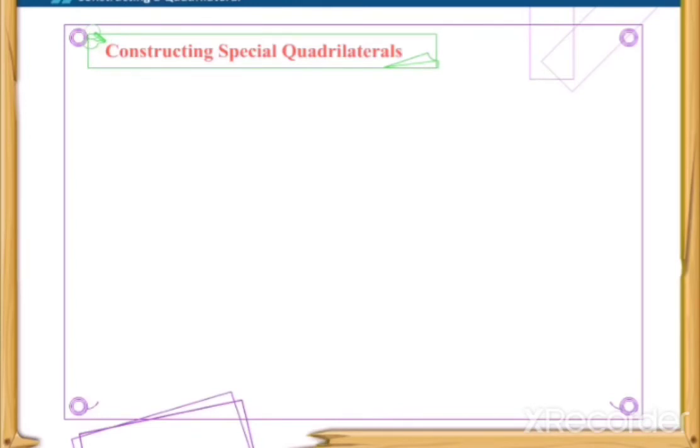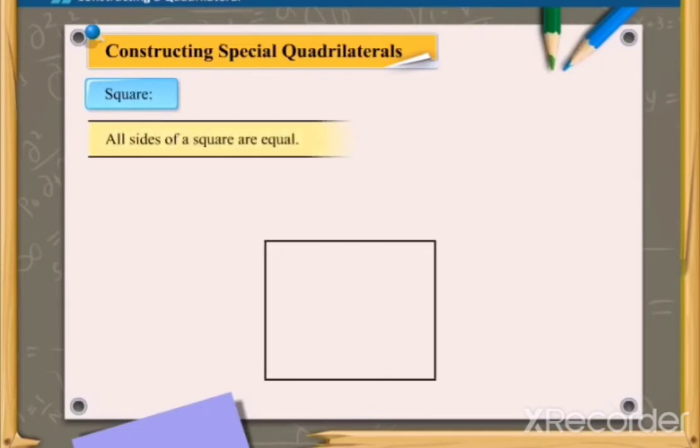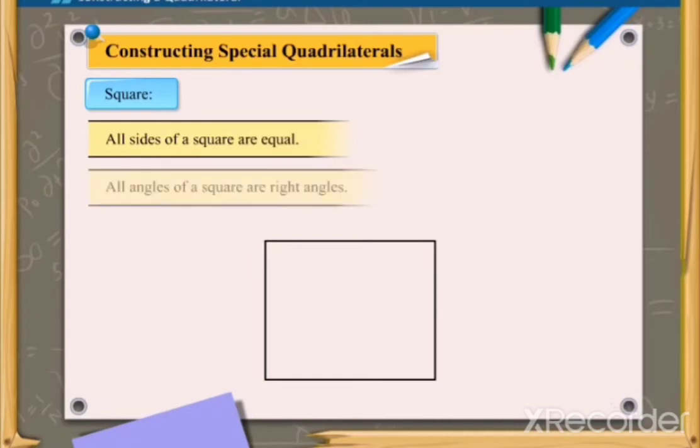There are some special quadrilaterals for which we can specify less than 5 measurements and use their properties to know the other measurements. Take an example of a square. You know that all the sides of a square are equal. Also, all the angles of a square are right angles. So, we can draw a square if we know the measure of one of its sides.